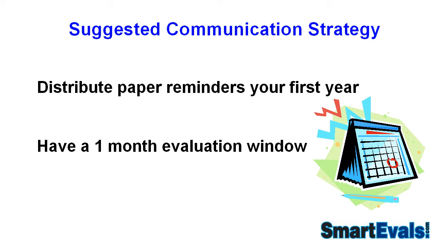Remember, we recommend that for a successful communication with your faculty, you distribute your quarter sheet reminders in their mailboxes the first year, so that they will give them to their students. Also, we believe that you should have a 1-month evaluation window for your first year. You can throttle it back down after that point, but for starters, I'd recommend a month.